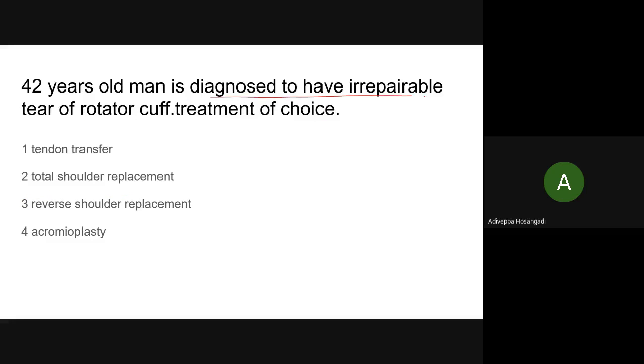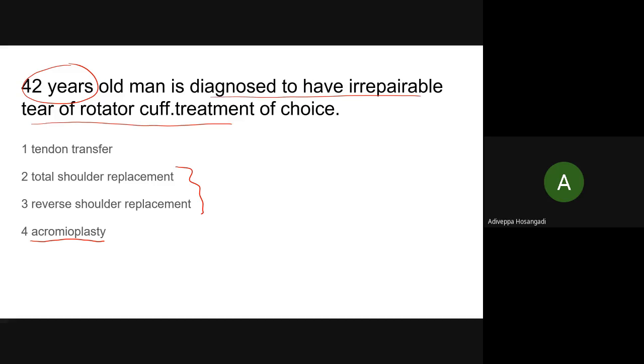42 year old man diagnosed to have irreparable rotator cuff tear. Very important. Please remember this. Treatment of choice, I'll come to that later. Tendon transfer, sir. Yes. Okay. Patient is young, so these two options are there. Above 60, sir. Very good, Roshan. Above 60, these options are there. But again, there is a difference when to do total shoulder, when to do reverse shoulder. I will explain that later.